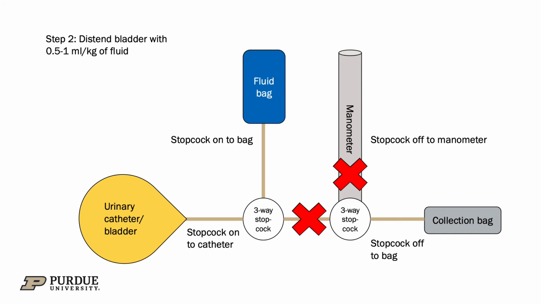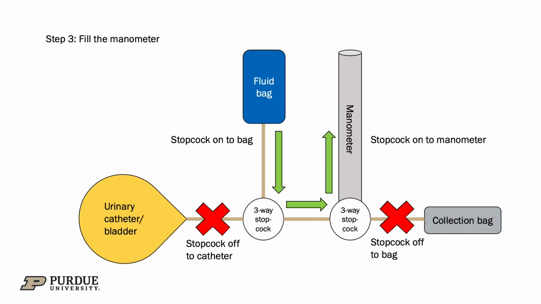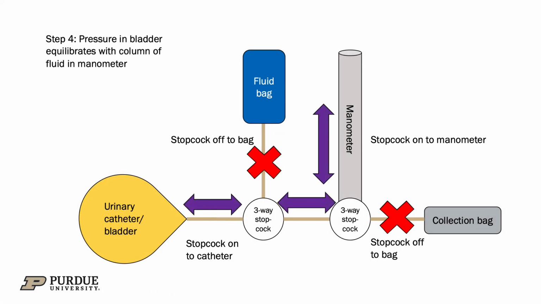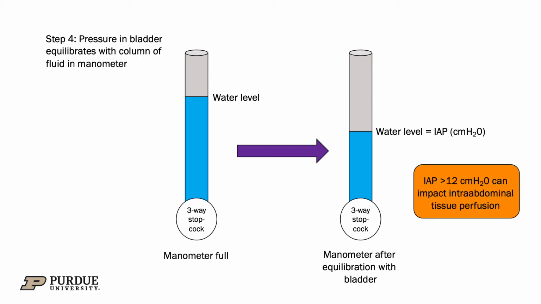Zero the system to the patient's midline at the pubic symphysis. Fill the manometer with saline. Close the stopcock to the fluid source and allow the column of water in the manometer to equilibrate to the pressure in the bladder, and therefore the abdomen. Repeat at least 3 times and average the readings. Abdominal pressure readings above 12 centimeters of water can impact perfusion to the tissues and indicate need for treatment.